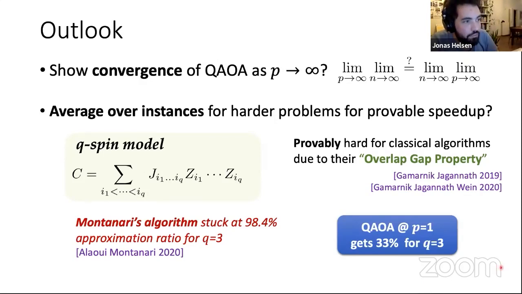So I have a question here from Ruslan Shaidulin. He asks, do the concentration results come from locality and the corresponding average over some small number of local subgraphs, or does the concentration have some other cause? So basically, what is the cause of the concentration in your proof?